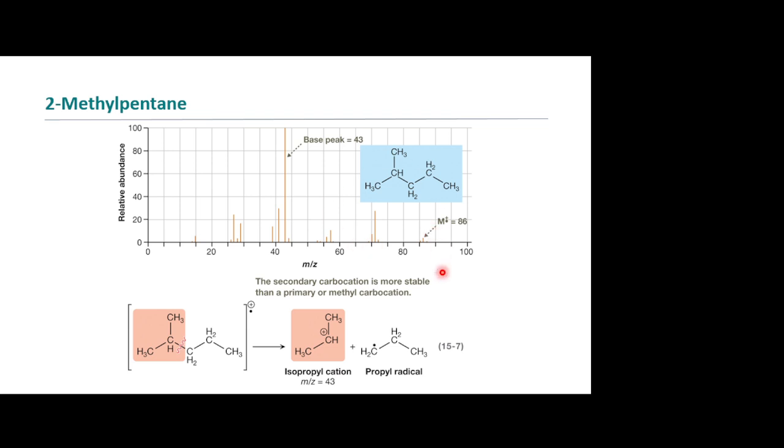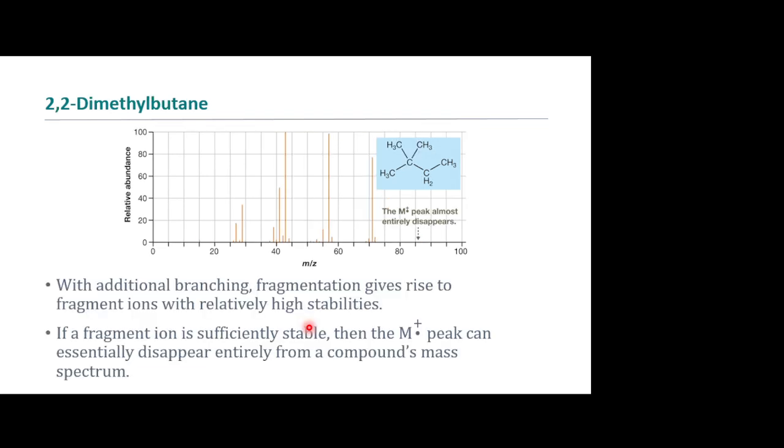Everybody okay with that so far? And so what we're losing here is the propyl radical. We're leaving the isopropyl cation. All right, so this is going to be your dimethylbutane here.